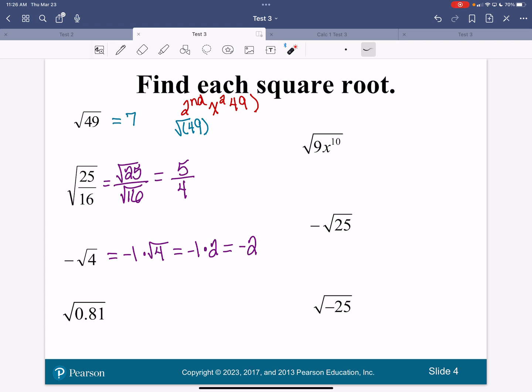Okay, so I want us to talk about keystrokes again. So your keystroke is going to be second, the x squared button. Okay, then you are going to put in 0.81, and then you've got to close that parentheses. So your screen should look like this, right here. Okay? And what do you get as your answer? 0.9.